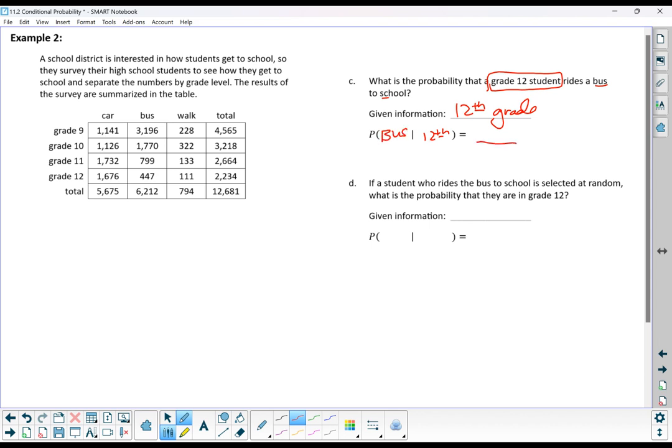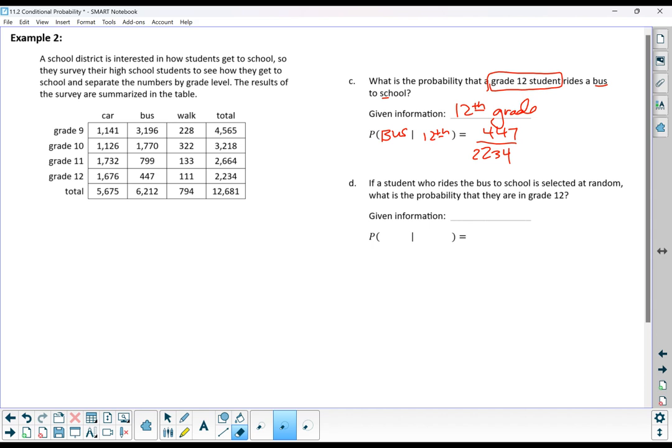So our 12th graders number 2,234. So this is going to be out of 2,234. And the number that ride the bus is 447. So there is our probability. And again, we could easily convert this into a decimal or a percent if we wanted to, but we'll just leave it for now. Okay, so next one, last one of this example.